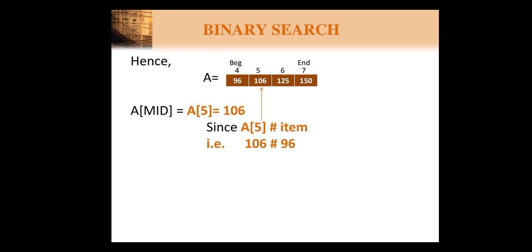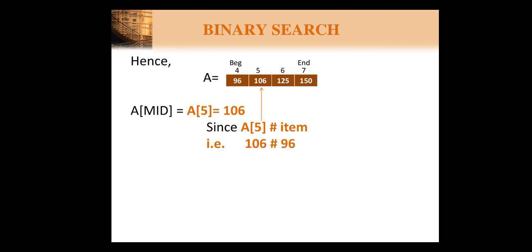In this case, our atom, that is 96, is smaller than A of mid, that is 106. It is smaller than A of mid, so it is present in the lower portion of the array. This is your whole array. Now you are calculating the mid position, right? Your array is divided into two parts, lower part and upper part. The lower part contains only one element, the upper part contains two elements, right?